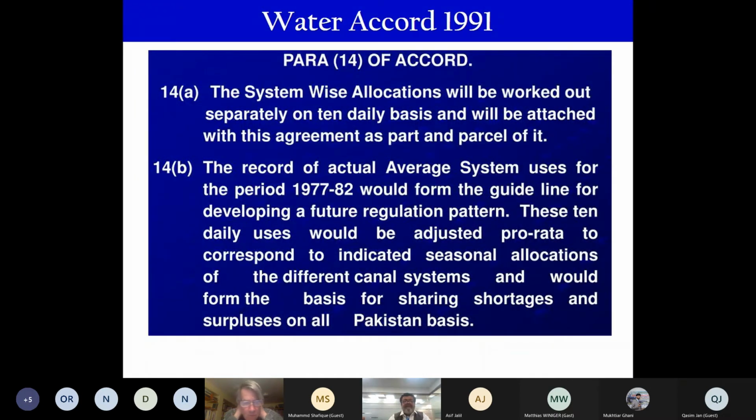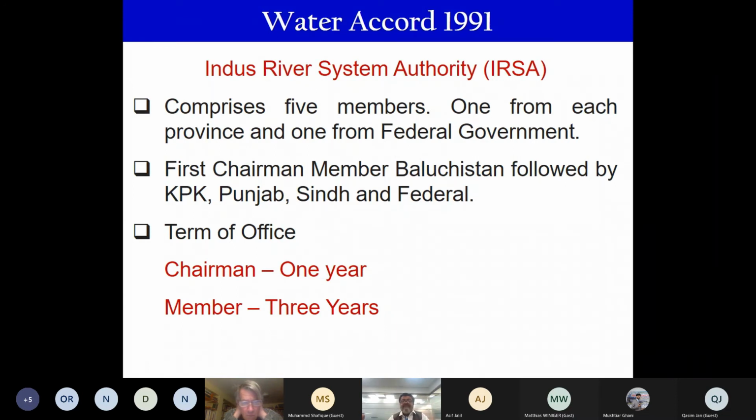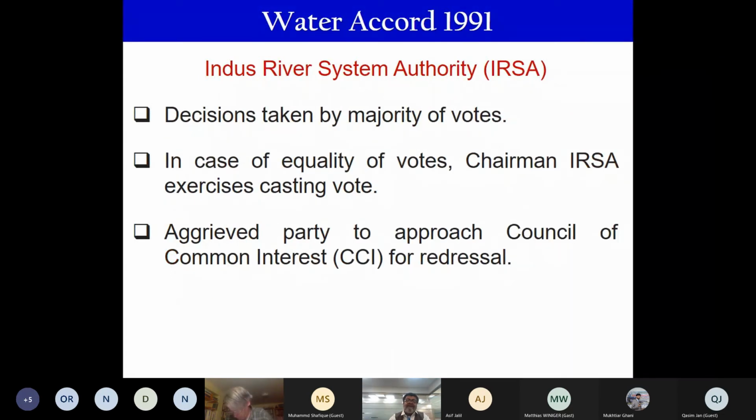Under the Water Accord 1991, the Indus River System Authority comprises 5 members, one from each province and one from the federal government. The first chairman was from Balochistan, and presently the chairman of IRSA is from Sindh. So a mechanism was developed, with a term of office of 1 year for the chairman and 3 years for members. Decisions are taken by majority vote; in case of equality of votes, the Chairman IRSA exercises a casting vote. If there is an issue, the aggrieved party can approach the Council of Common Interest for redressal.